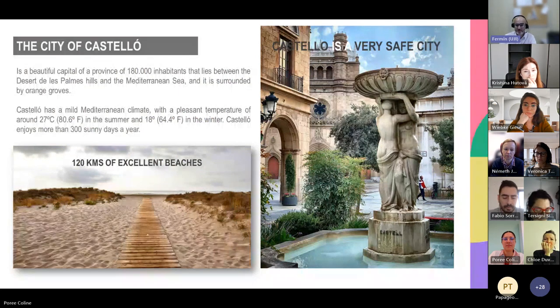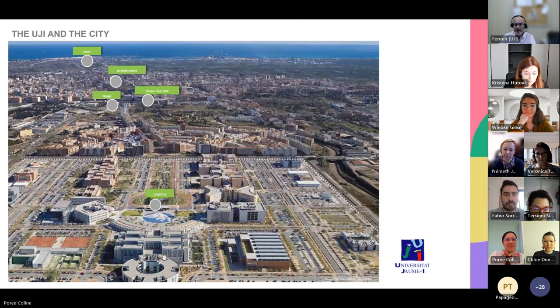Talking about the city of Castellón, we are almost 200,000 inhabitants. It's quite a small city. It's very safe, and we also have excellent beaches, very, very close to the university, as I will show in the next slide. I like this slide a lot because it represents all our city.